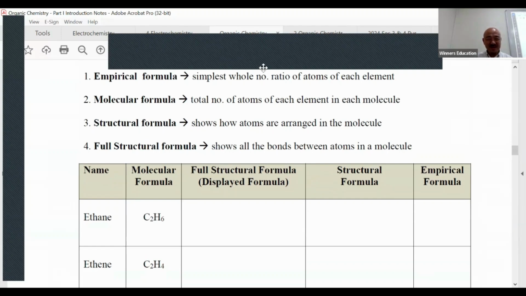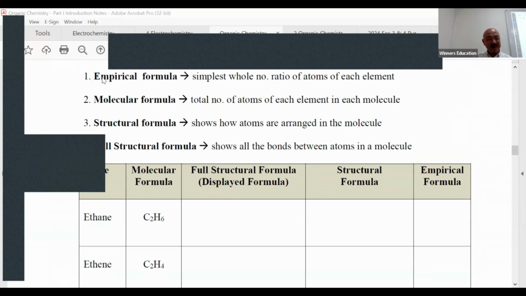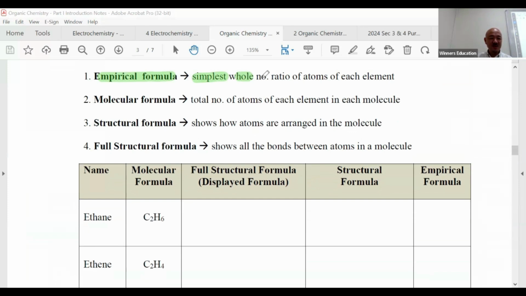In Sec 3 mole calculation, we already know this formula already, right? This is nothing new. What formula? The first two. What is the empirical formula? Done. 1 mark in the exam. Simplest whole number ratio of atoms of the element.